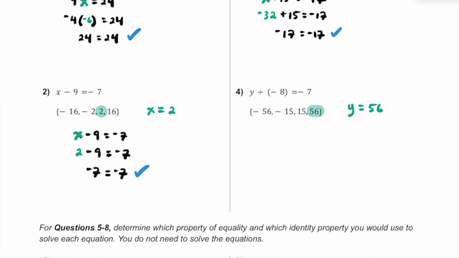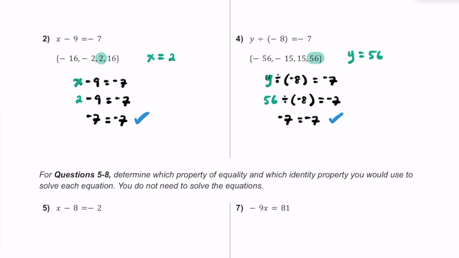But let's go ahead and verify that real quick. So our equation here is y divided by -8 is equal to -7. We think this y is going to be equal to 56. So if we substitute in 56, what is 56 divided by -8? 56 divided by -8, I think, is -7, right? Since -7 equals -7, that's a true statement. We know that we did a good job, and y does equal 56.